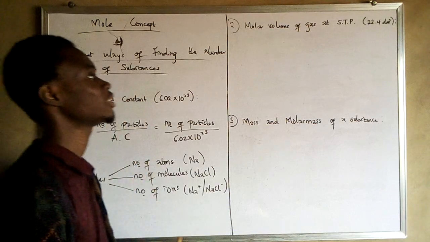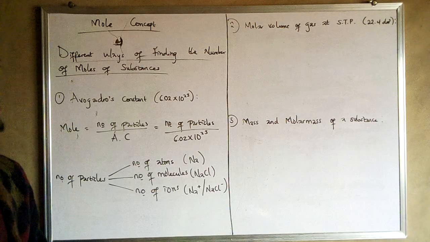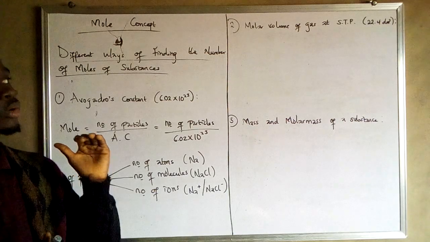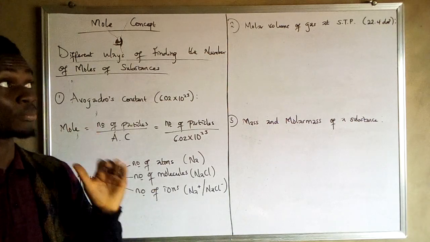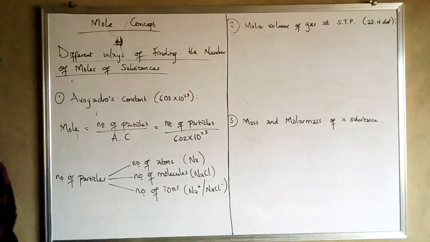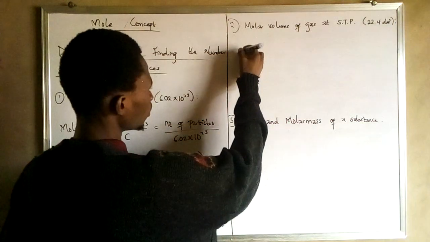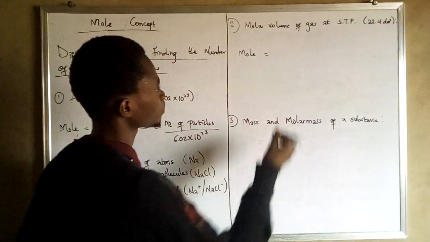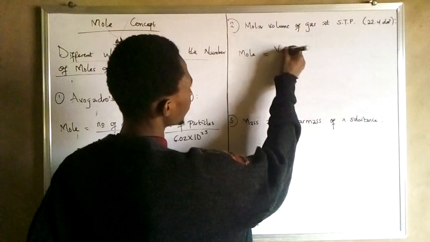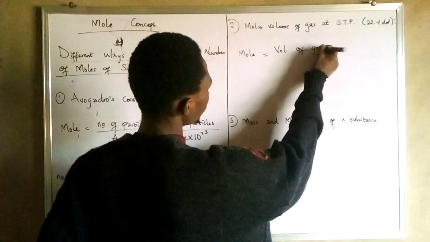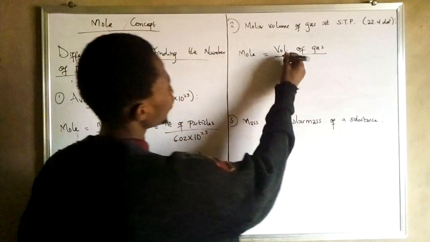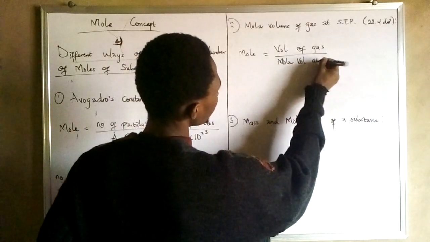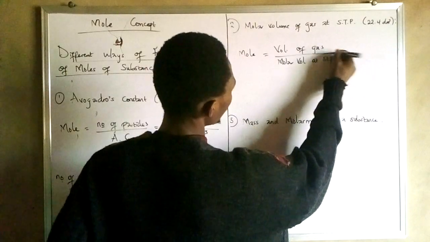The second way of finding the number of moles is using the molar volume of gas at STP. In this case, the substance involved in the question must be in gaseous form, must be in gaseous state. So to find out the number of mole of a substance using this, you have to use this formula: mole is equal to volume of gas involved over what? Over molar volume at STP.